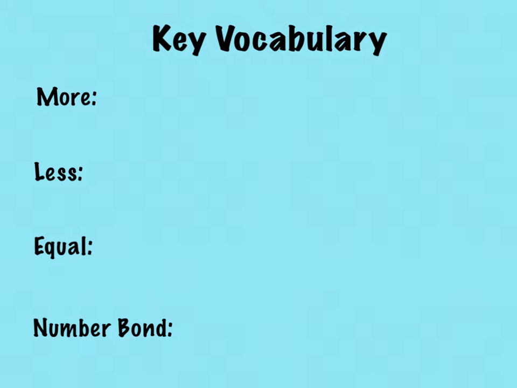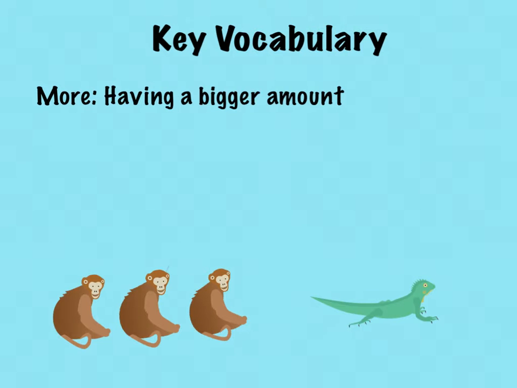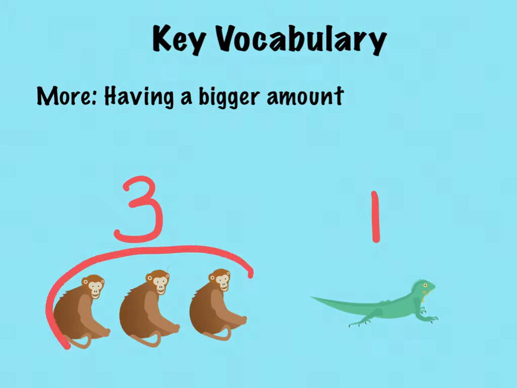Key vocabulary before we begin are more, less, equal, and number bond. More is having a bigger amount of something. There are 1, 2, 3 monkeys. There is 1 lizard. There are more monkeys than lizards.